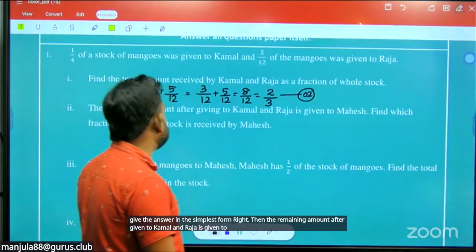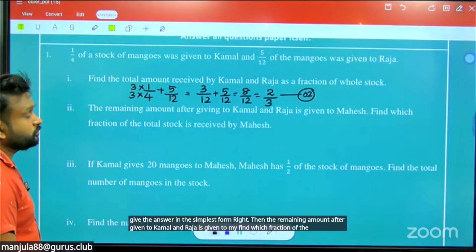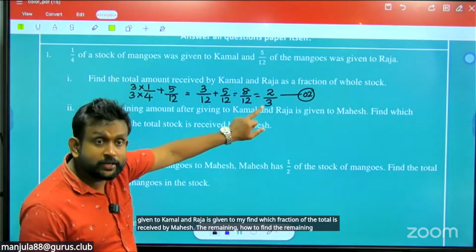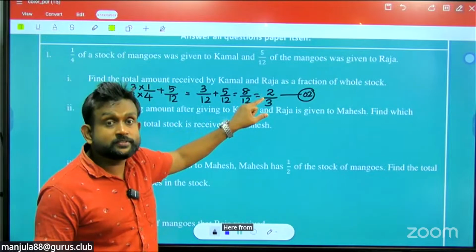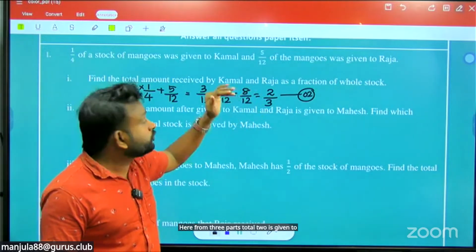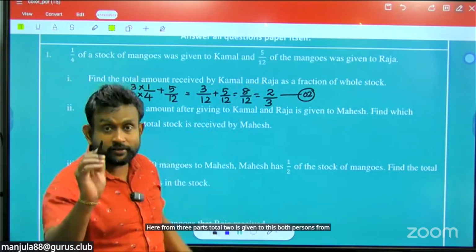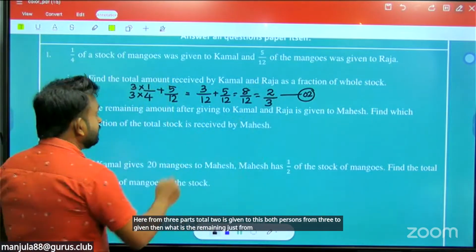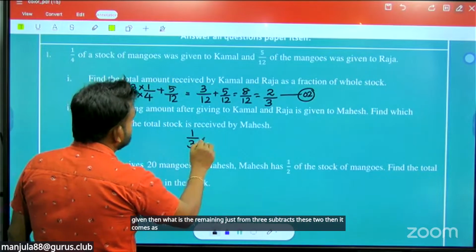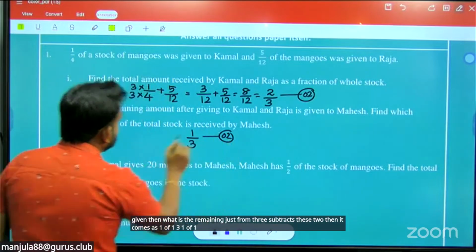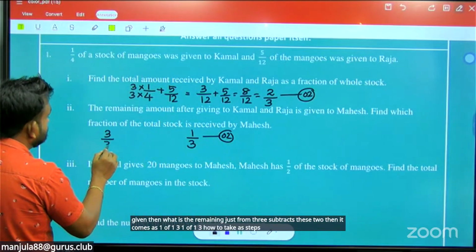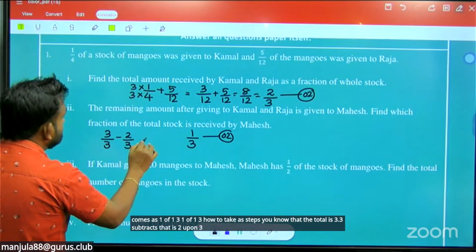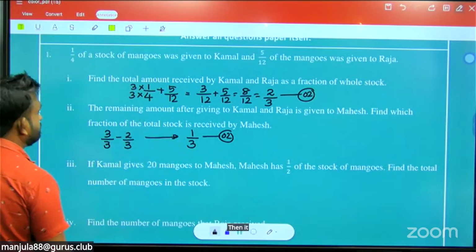Find which fraction of the total score is received by Mahesh. The remaining, how to find the remaining? Here from 3 parts total, 2 is given to these both persons. From 3, 2 given, then what is the remaining? Just from 3 subtract this 2, then it comes as 1 upon 3. How to take as steps? You know that the total is 3 upon 3. Subtract, that is 2 upon 3. Then it comes as 1 upon 3.